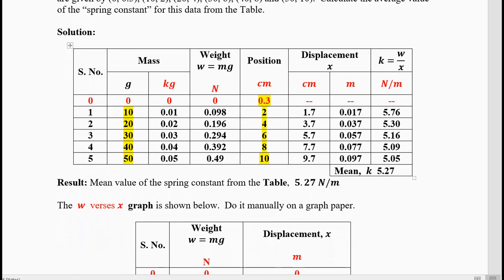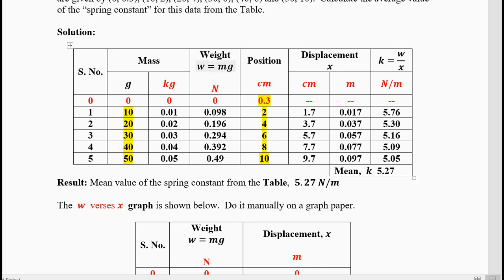Now just do it like the previous question number 12. Divide by 1000 to get the kilograms. 10 divided by 1000 is 0.01. 40 divided by 1000 is 0.04. 50 divided by 1000 is 0.05.